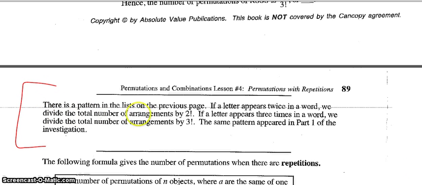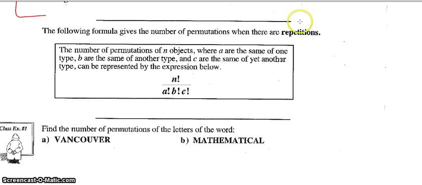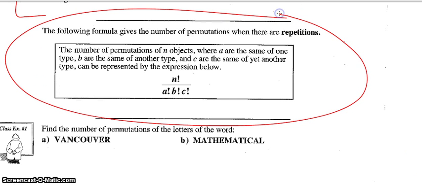There's a pattern in the list on the previous page. If a letter appears twice in a word, meaning an object appears twice and is identical, we divide the total number by 2 factorial. If a letter appears 3 times, meaning there are 3 identical objects, we divide the total number by 3 factorial. So therefore, we have this conclusion.